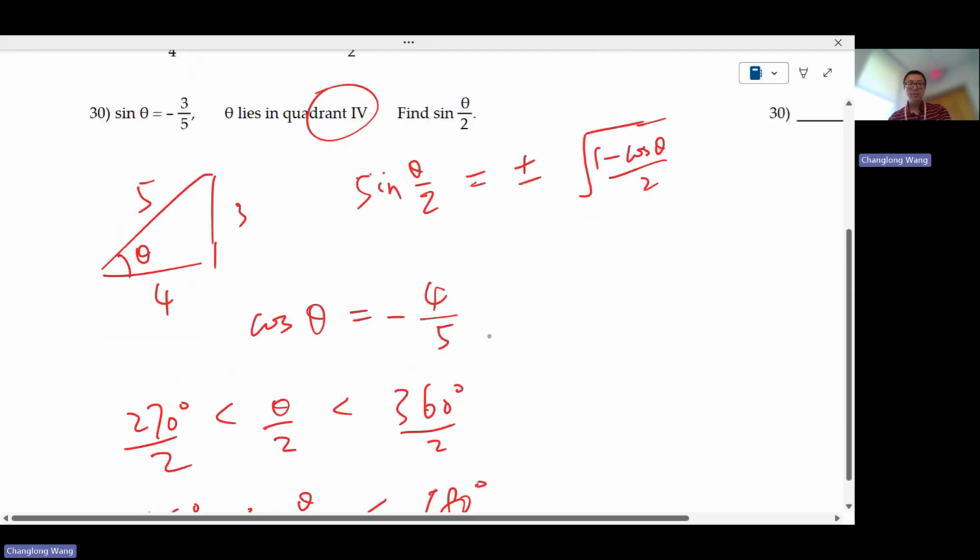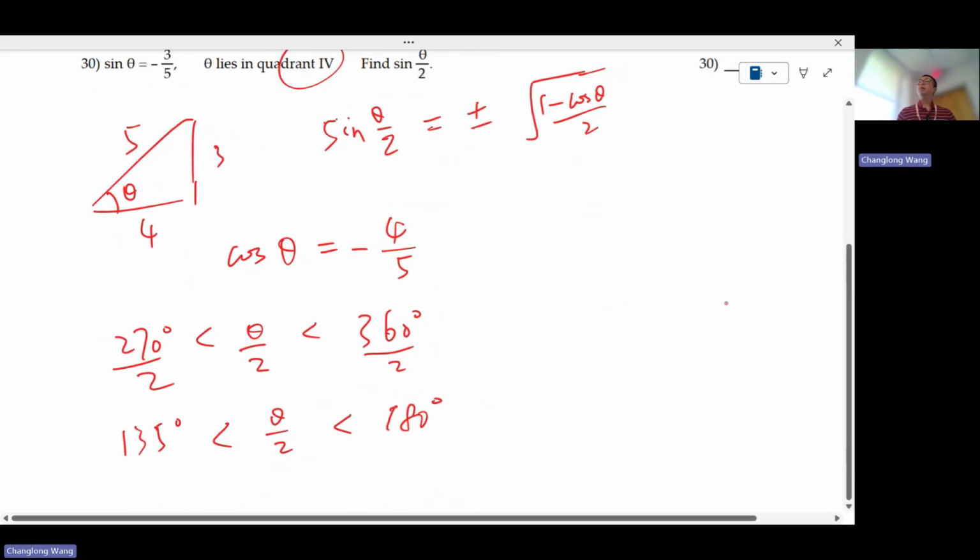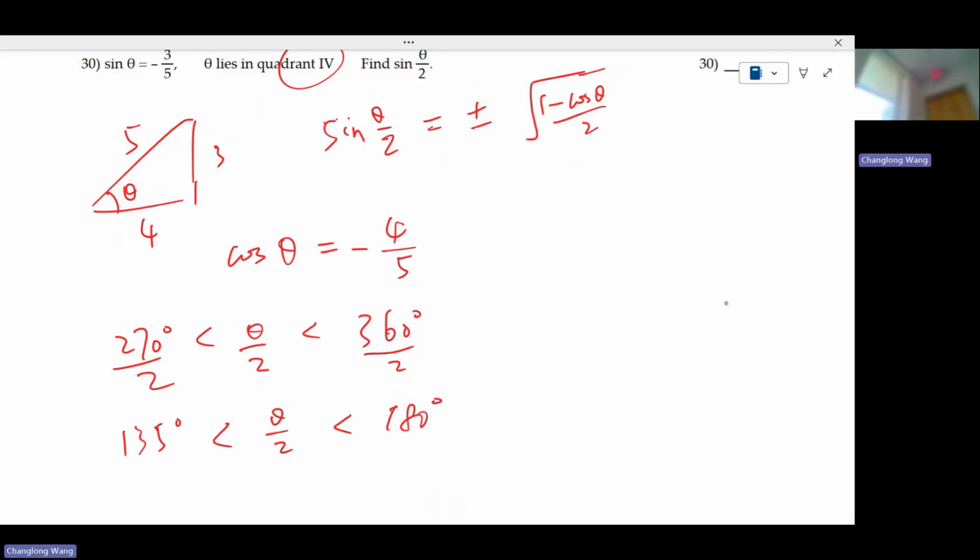So therefore, sine of theta over 2 is positive. That's why I'm saying that. That's the second catch. So you have to get the sign correct. You see that it actually matters.